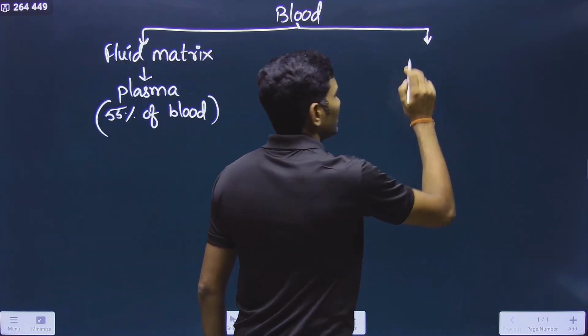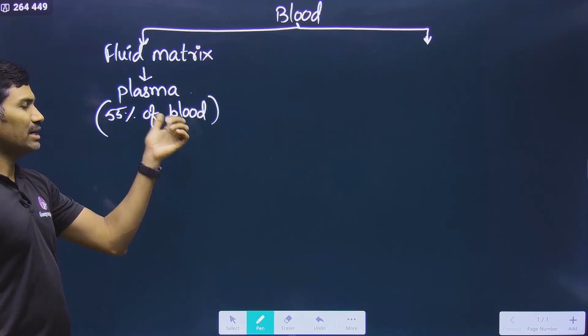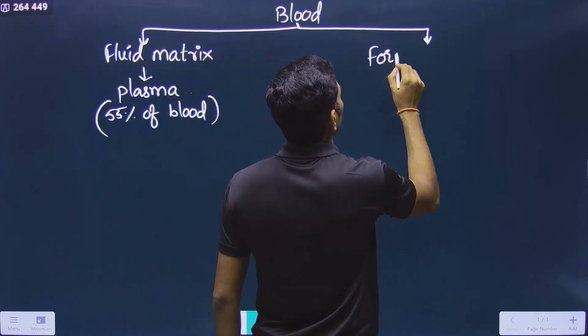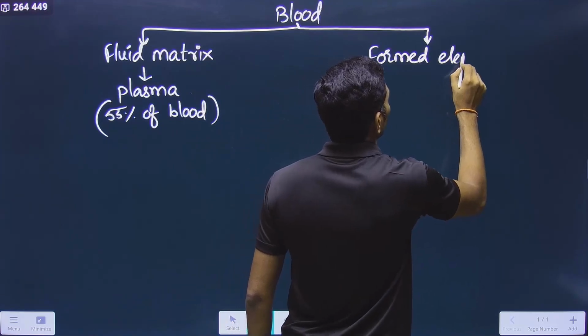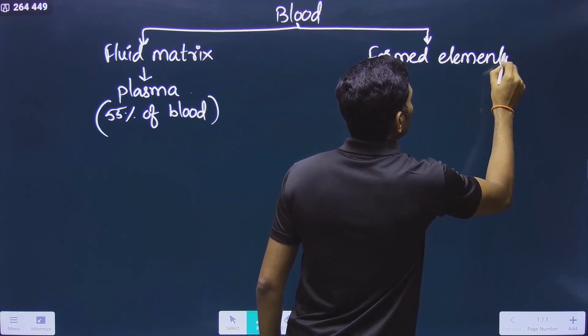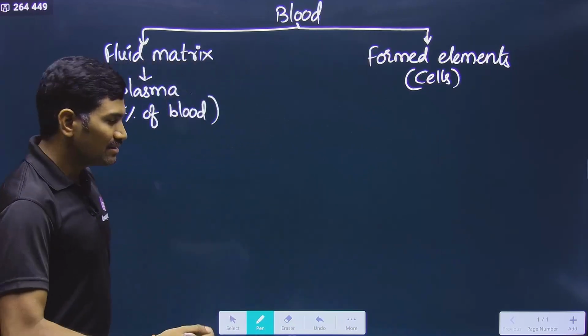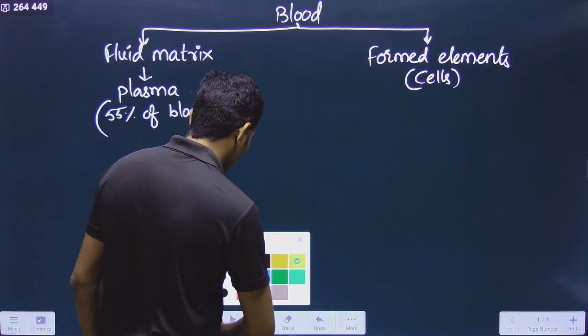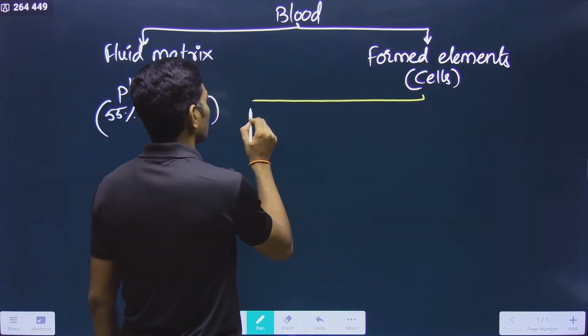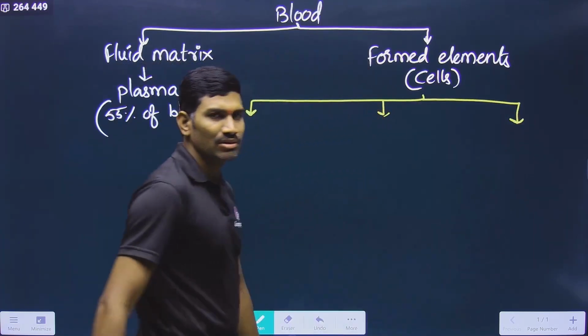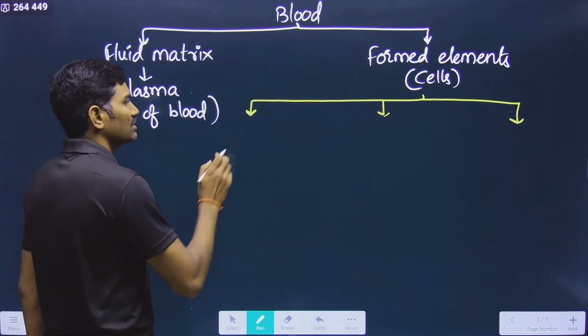What is the other part of the blood? One part is the fluid matrix called plasma. The other part is formed elements. What are these formed elements? They are nothing but cells. And these cells are of three types. Now let us see one by one what these three types of cells are.